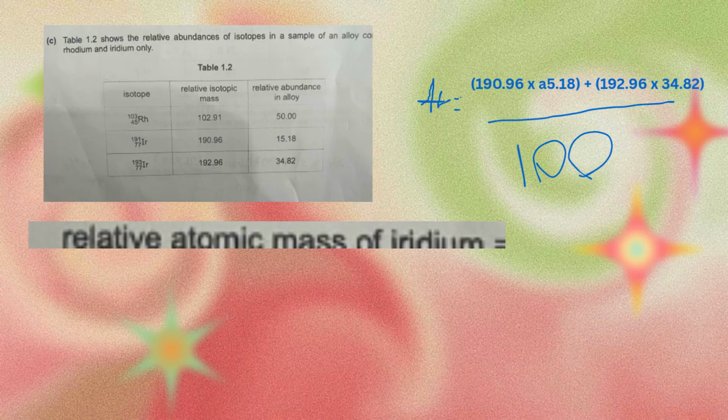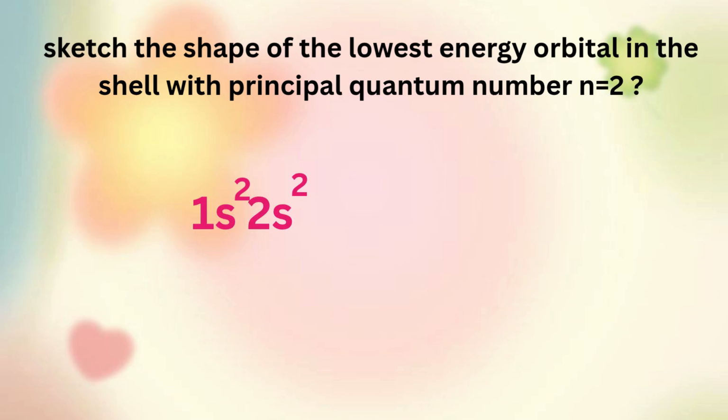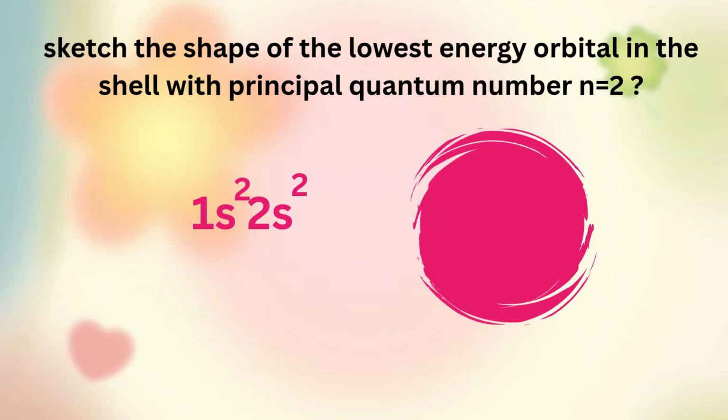Okay. Then also this is about a sketch of the energy orbit, with the transition point number. The graphic will be like a circle, just a circle, right? Because it goes 1s2, then 2s2, so the 2s2 is s.